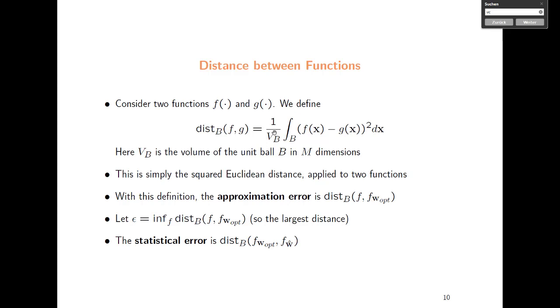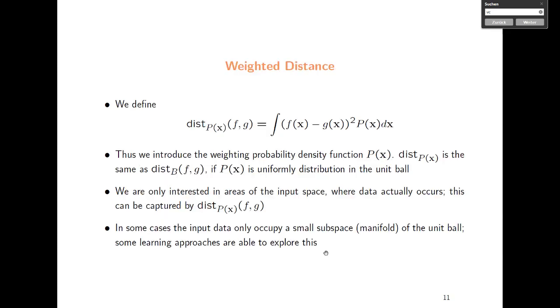Now, this is simply the squared Euclidean distance applied to two functions. And then the approximation error is this distance with a ball, and the maximum approximation error would be the largest distance between the best function out of our model class and the worst function out of the target class. And the statistical error would be more the expectation of the distance of the optimal one we can get and the one we can estimate from data. And we will talk about this term more in the future.